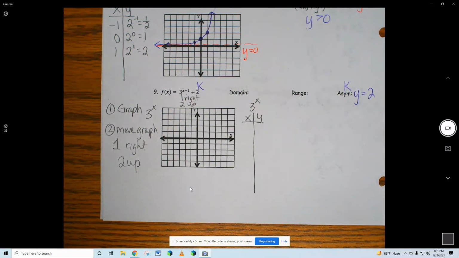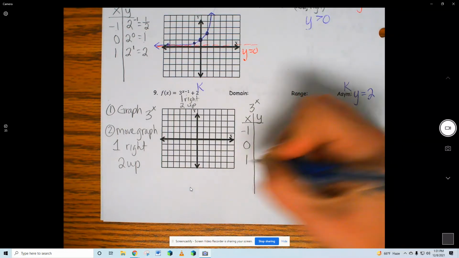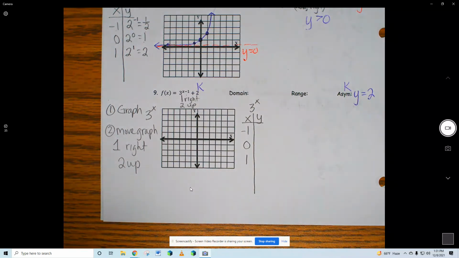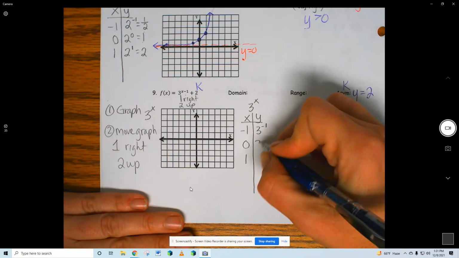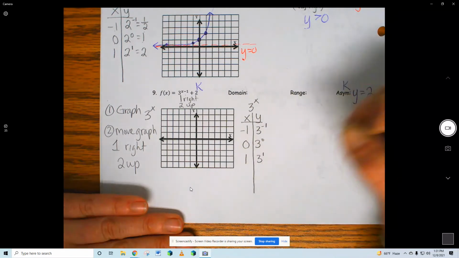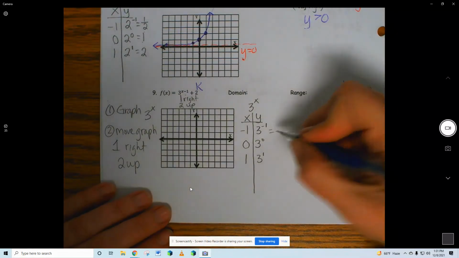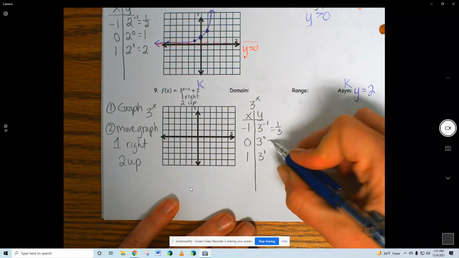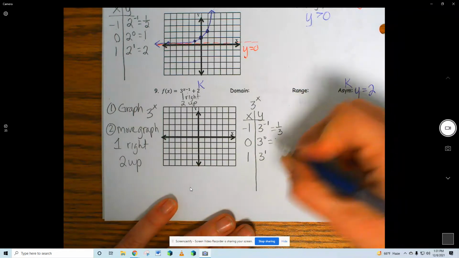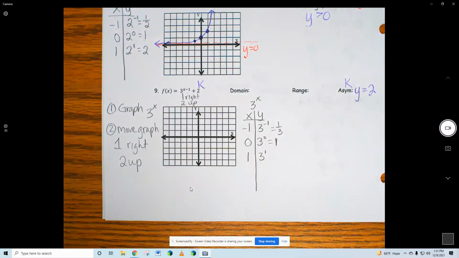Okay. Let's pick still small, -1, 0, 1. 3 to the negative first power, 3 to the 0, 3 to the first. 3 to the negative first power is 1/3. 3 to the 0, anything to the 0 is 1. 3 to the first is 3. Good.